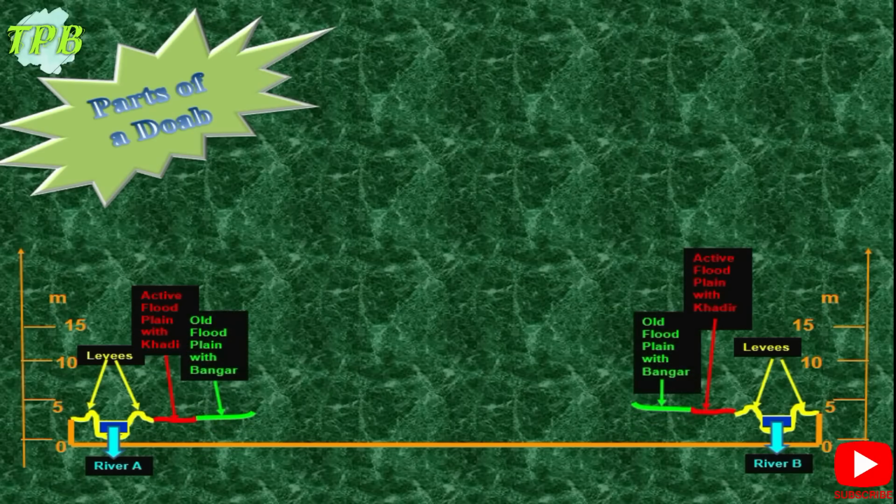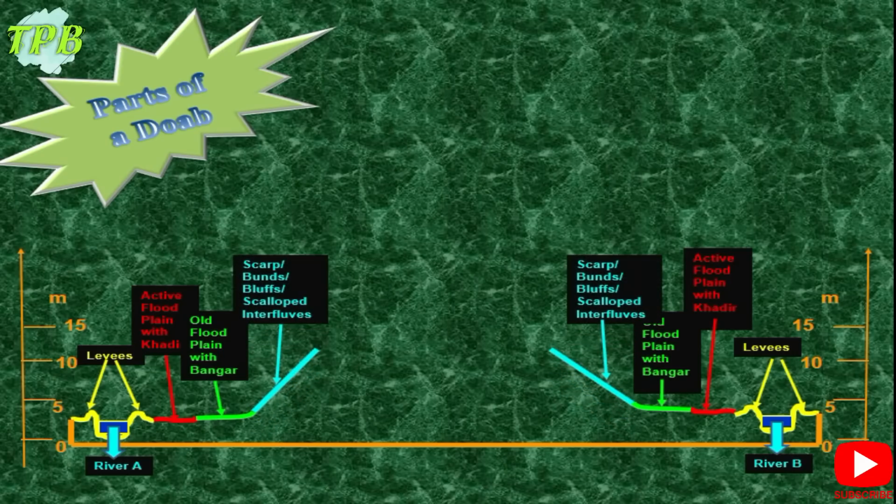Further away from the active flood plain are the old flood plains. Old flood plains have old alluviums called bangar. These are also flat undulating lands, but the soils are not that fresh in alluvium. The active and old floodplain are below 5 meters or almost 2 to 3 meters above the river levels. So the low-lying areas are prone to flooding.